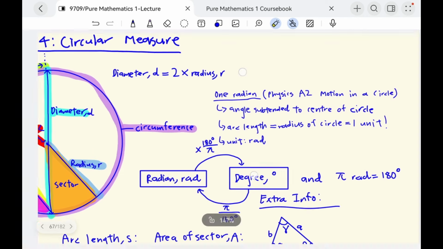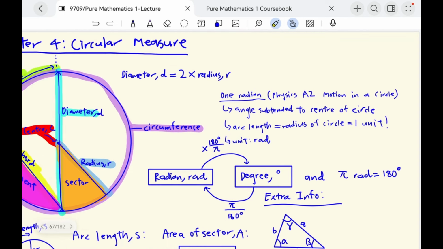The next thing you should know is 1 radian. How do we define 1 radian? 1 radian is the angle subtended at the center of a circle where the arc length is equal to the radius of the circle, and its unit is rad, which represents radian. Although in Pure Mathematics 1 it doesn't require you to define 1 radian, in A2 Physics, chapter 13, motion in a circle, physics wants you to define what 1 radian is.